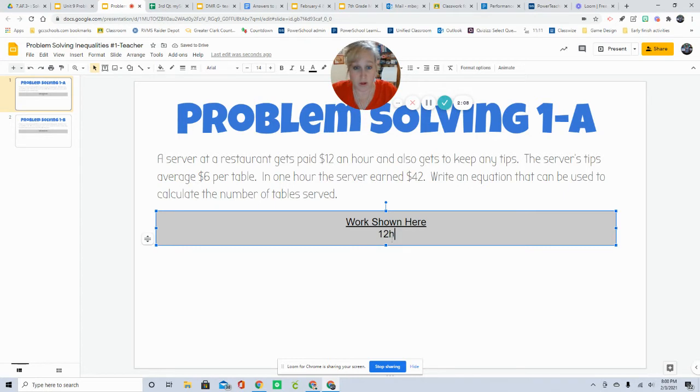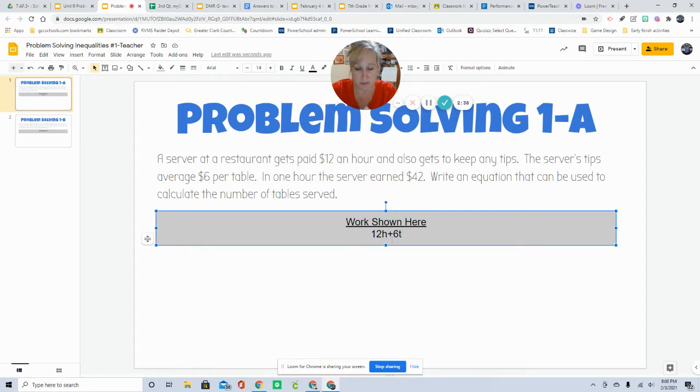So if they work more than 1 hour, they're going to get 12 times the number of hours that they make, plus the tips, which is $6 per table. Okay. So right now I am just substituting variables for the things that I know. 12 hours plus $6 per table.